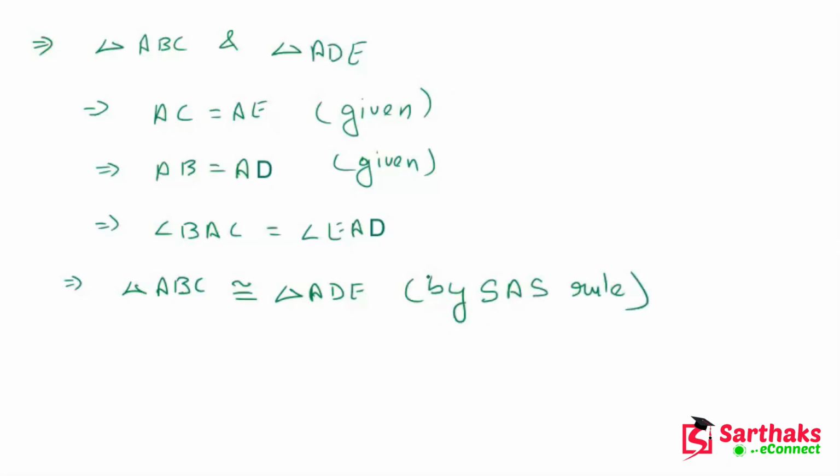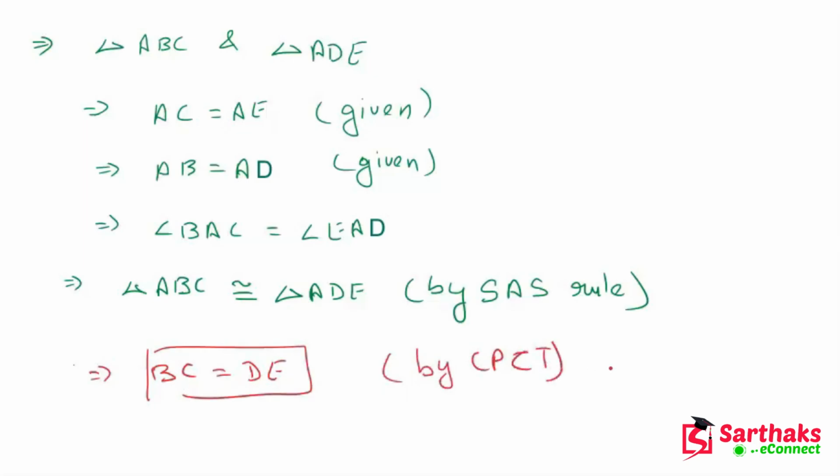So my dear friends, by the rule of CPCT we can say that BC equals DE. This is the proof. I hope you understand these things, my dear friends, and how to deal with these types of questions.